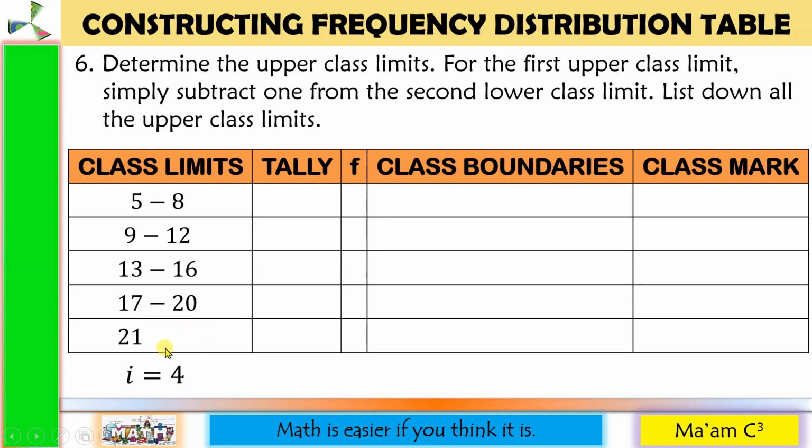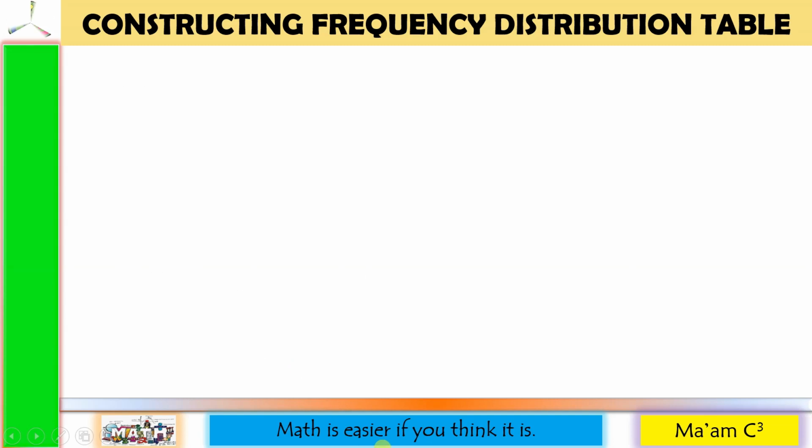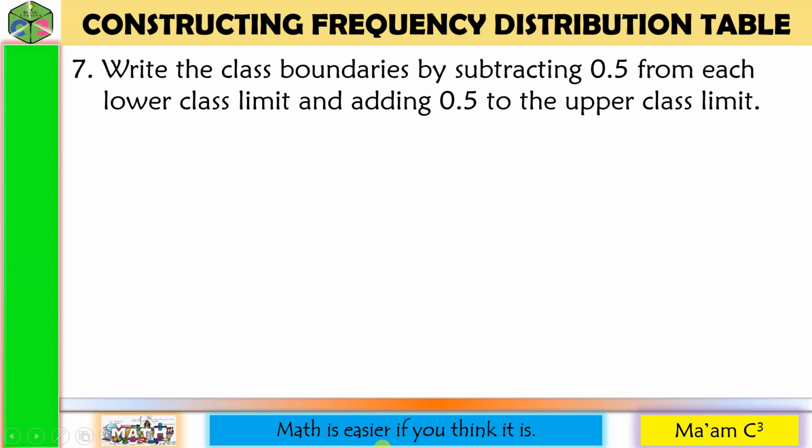So what should be the number here? It should be 24 because 24 minus 20 is 4. There is actually a pattern. You will see it. 8, 12, 16, 20. So the next one is 24. Next step is step 7. Write the class boundaries by subtracting 0.5 from each lower class limit and adding 0.5 to the upper class limit.